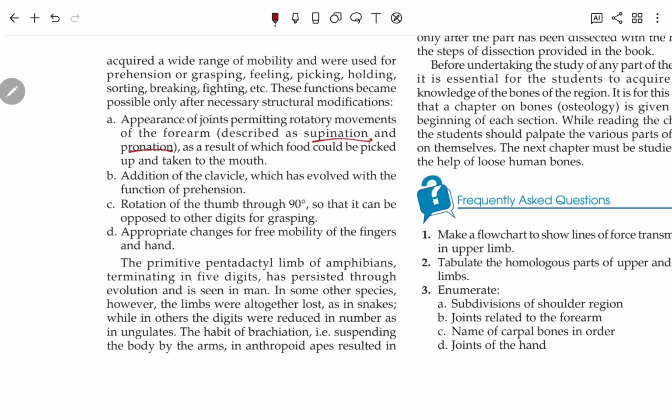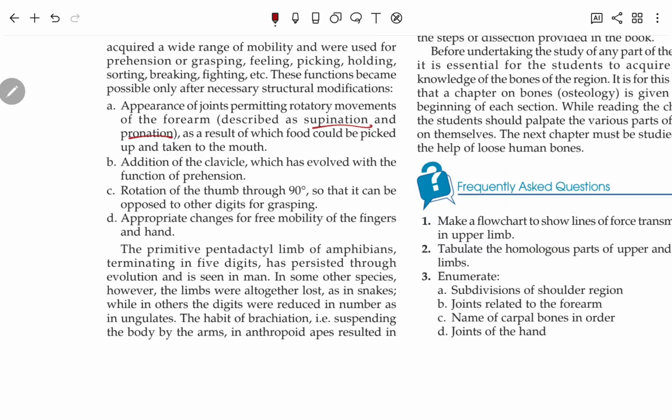Opposition means touching the thumb and little or other fingers' tip. So yeah, they are not able to hold something cylindrical or anything like that. That hand used to work as one object, one joint. Then appropriate changes for free mobility of the fingers and hand. The primitive pentadactyl limbs of amphibia. Penta means 5. Dactyl means fingers.